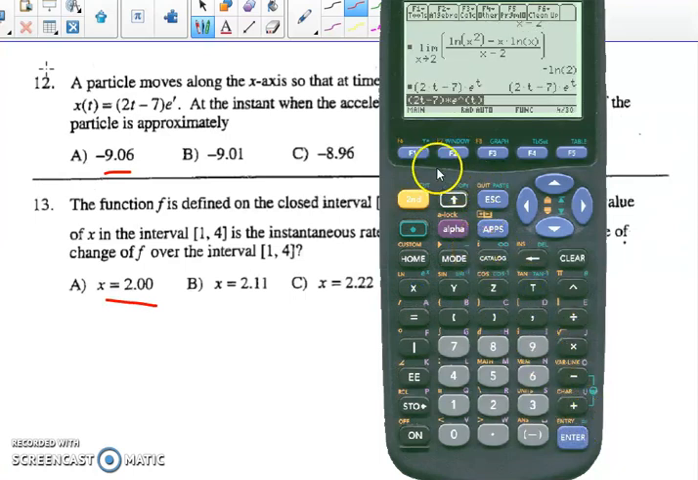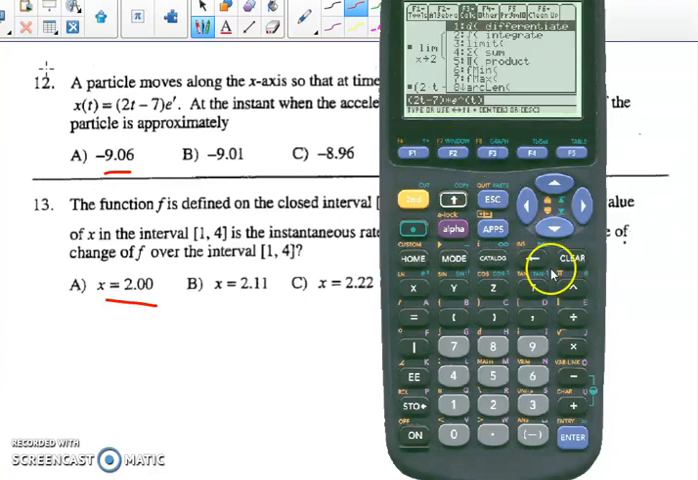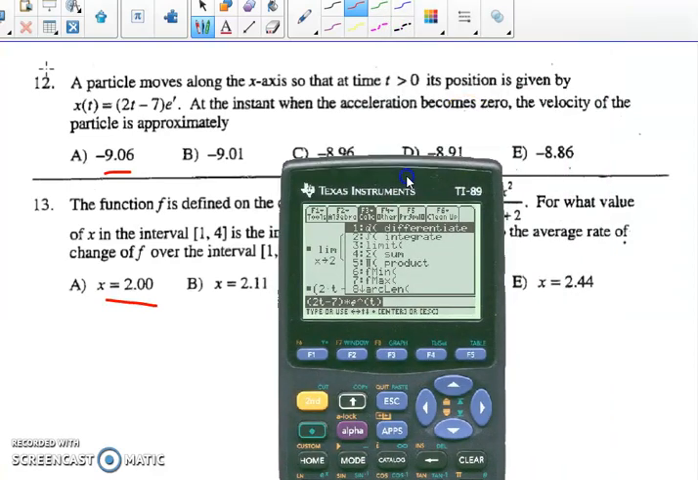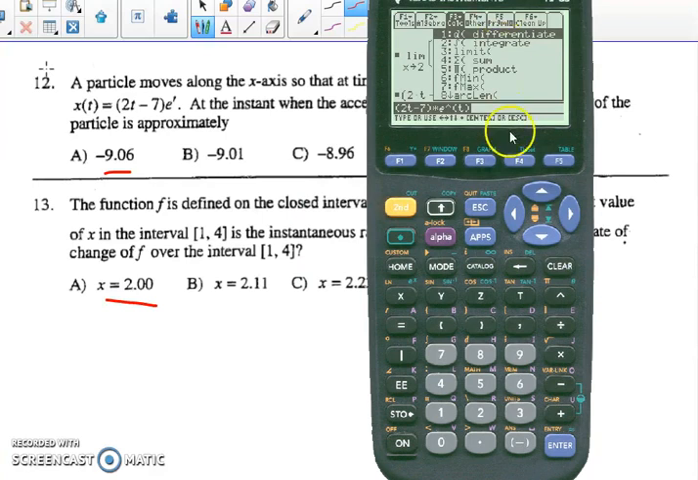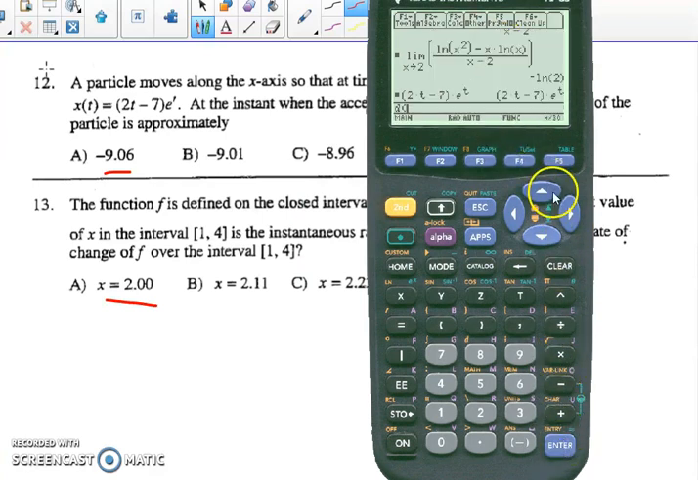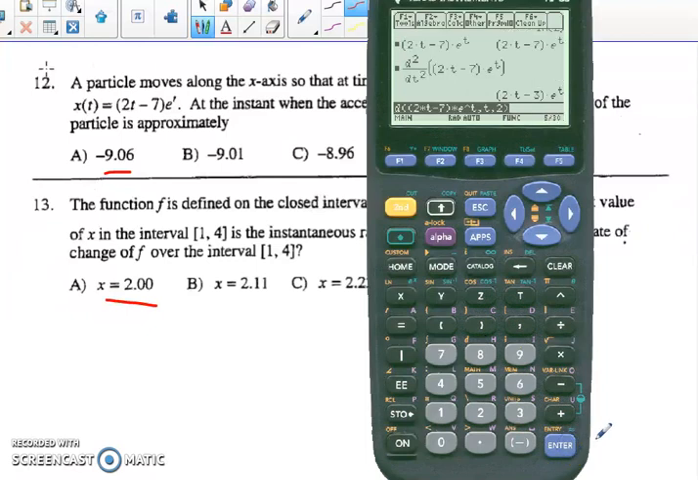There it is. So I now need my second derivative because I want to set my second derivative equal to 0 to find the time. Remember, I want the instant the acceleration is 0. So I'm going to differentiate my original expression with respect to t, and I want the second derivative, so I put comma 2, and I hit enter.